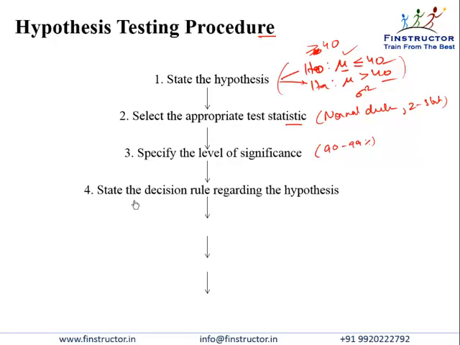Fourth is state the decision rule regarding the hypothesis that will come from steps 2 and 3. So if we have selected the normal distribution and we have selected a confidence level of 95% or a level of significance of 5%, then 95% of the times the value lies within 1.96 standard deviations of the mean.